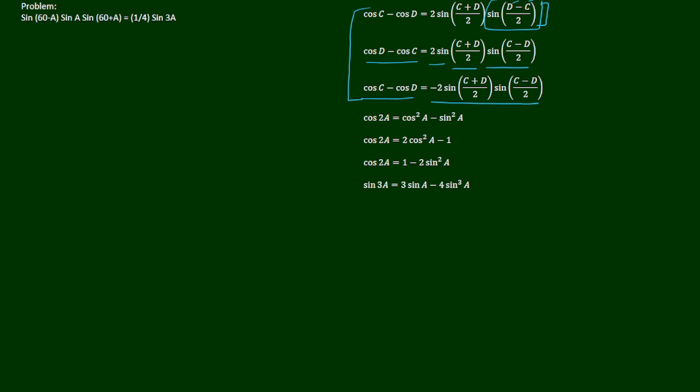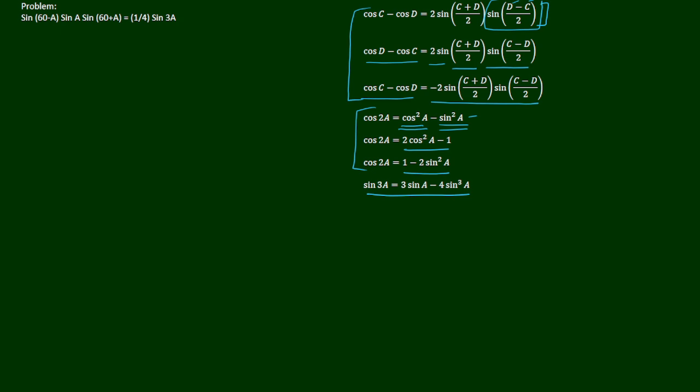Then the other formulas that you have to know. Cos 2a equals cos square a minus sine square a. If you put in 1 minus sine square a instead of cos square a, you will get 1 minus 2 sine square a. And if instead of sine square a you put in 1 minus cos square a, you will get 2 cos square a minus 1. So again, these three are the same formula. And this one, sine 3a equals 3 sine a minus 4 sine cube a, which you should be knowing.